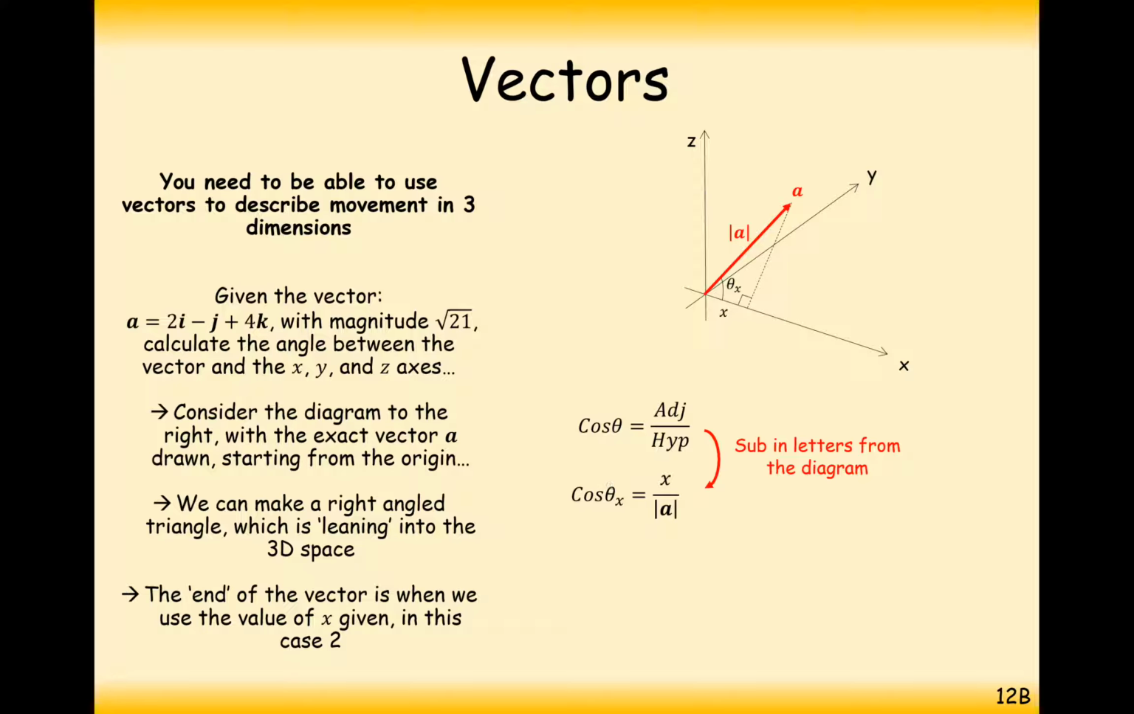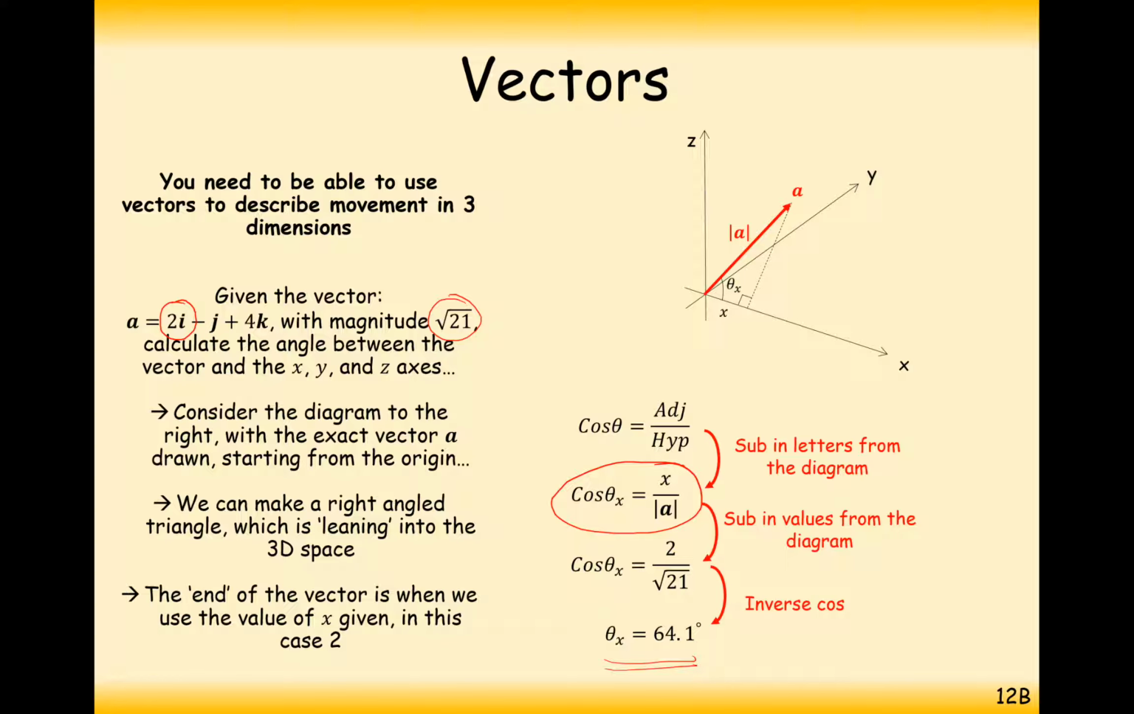So in this case, cos theta x is equal to the x component. Now what's the x component in this case? The x component is 2, divided by the modulus of the whole vector, so 2 squared plus minus 1 squared plus 4 squared, all square rooted, which was root 21. So effectively the two key numbers we need here are 2 and root 21. Do one divided by the other and do cos inverse, and we get 64.1. So that is the angle between our vector and the x-axis, and this here is the formula for it.